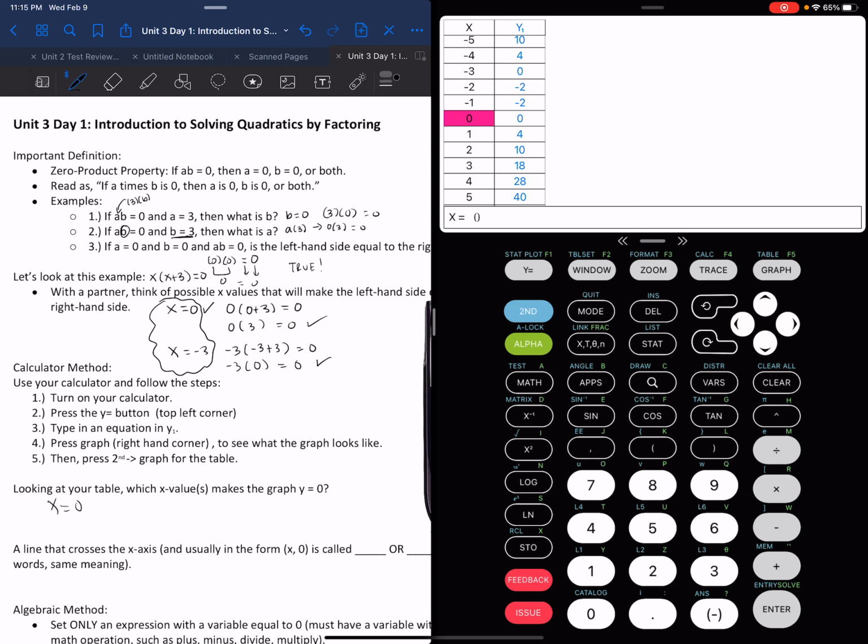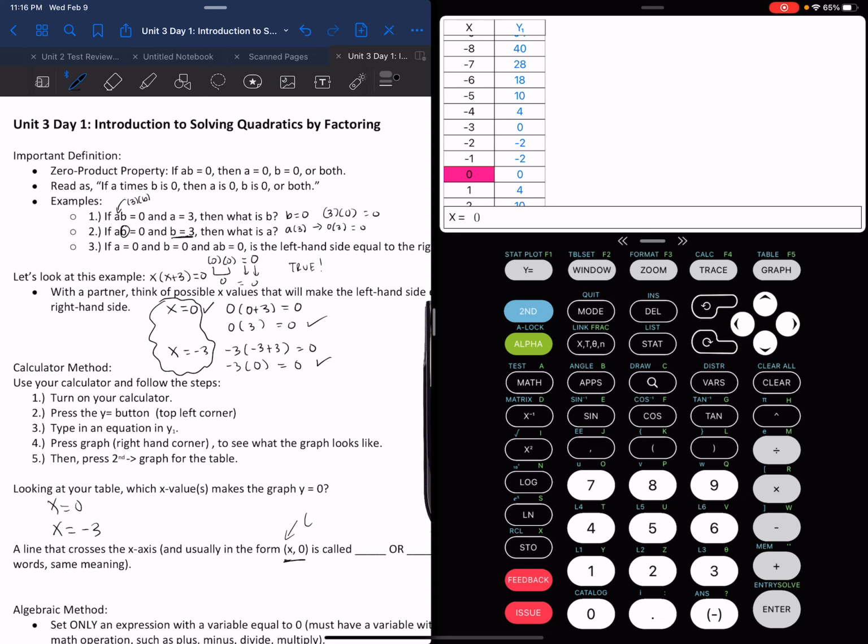And then what other x value will make my y 0? Taking a look, we can see right there, -3. If we see x is equal to -3, then y is equal to 0. So I write that x is equal to -3. Okay, hopefully this is all coming together, because this is all in the form what? X comma 0, right? X comma 0. A point where the graph crosses the x-axis, usually in the form x comma 0, is called a what? It's called an x-intercept or a 0. They are different words, but they mean the same thing, okay?